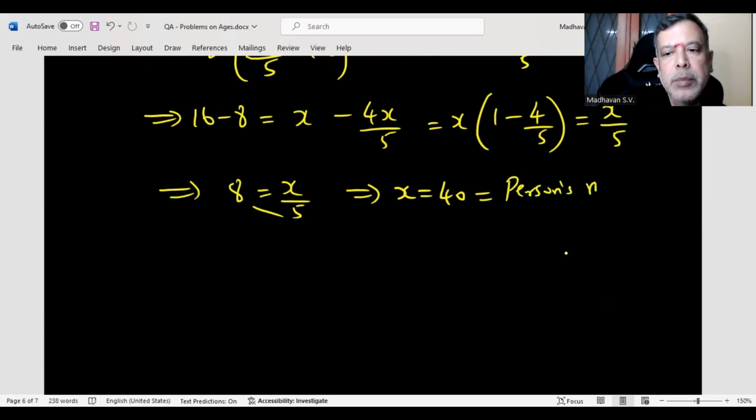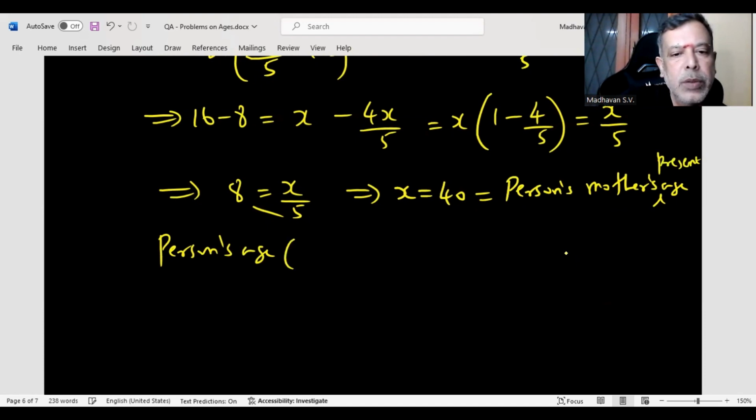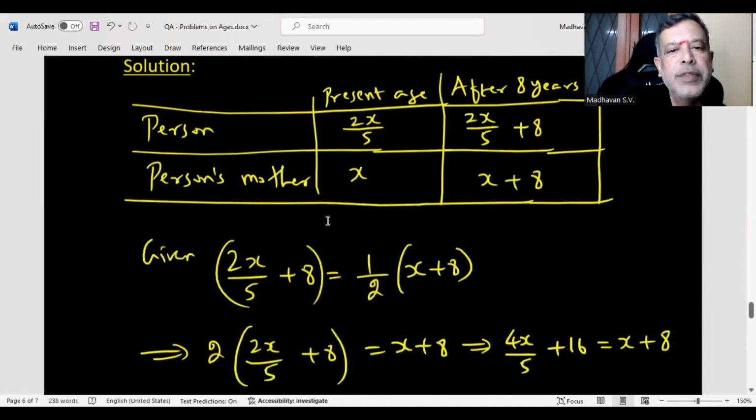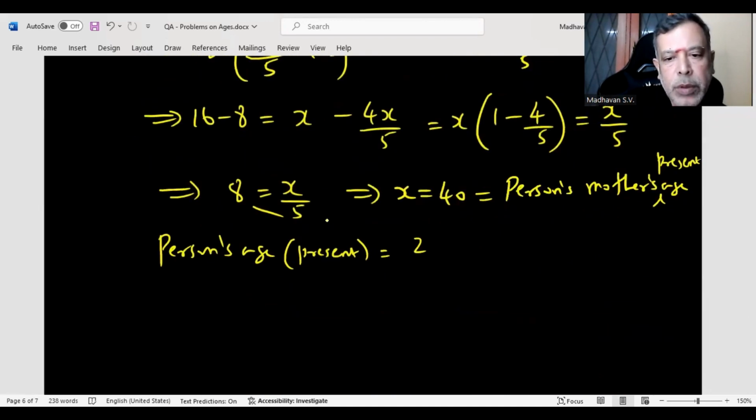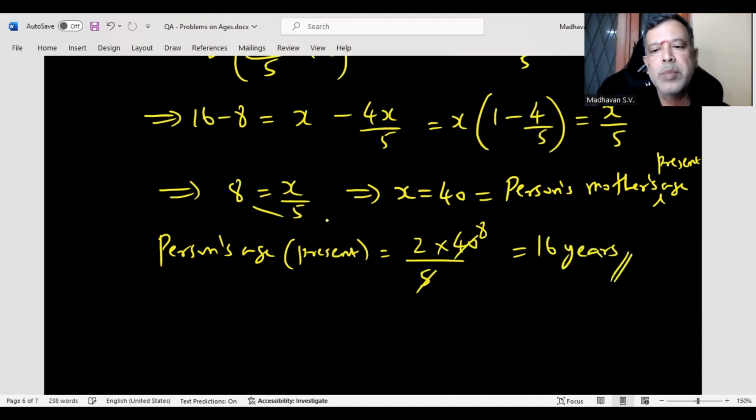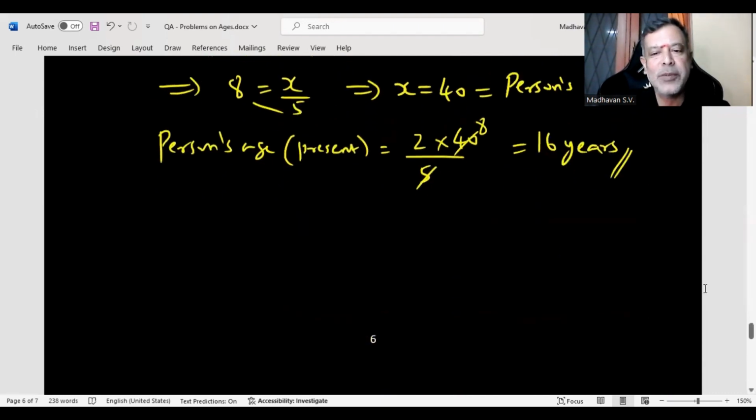Person's mother's age, then person's age. This is mother's present age. So here also the present age will be 2/5 of x. So 2 by 5 times x, that is 40. So this goes with this, you get 16 years. So the person's present age is 16 years. The person's mother's present age is 40 years. That is the solution. Let us move on to the next.